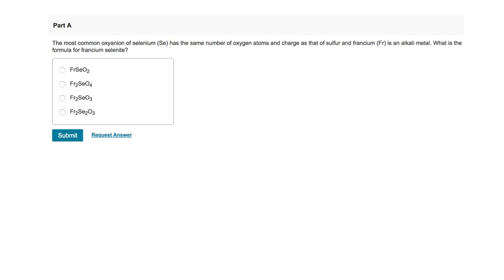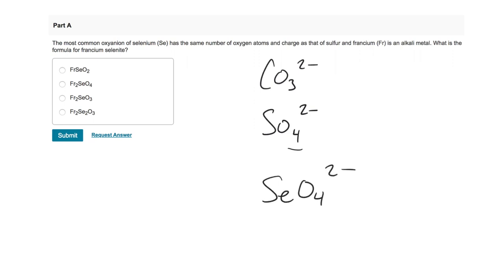So selenium, we're told here, the most common oxyanion, like carbonate, this is an oxyanion. Sulfate's oxyanion is SO4 2-, and they're saying selenium has the same number of O atoms and charge as sulfur. So the most common oxyanion of selenium would be this one, and the key would be that this is selenate.